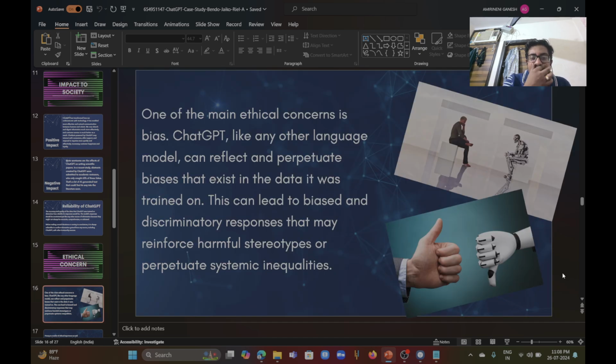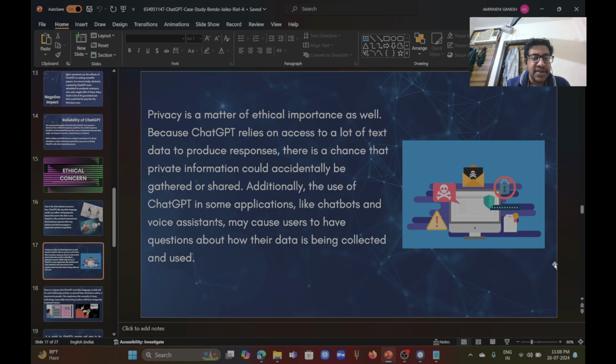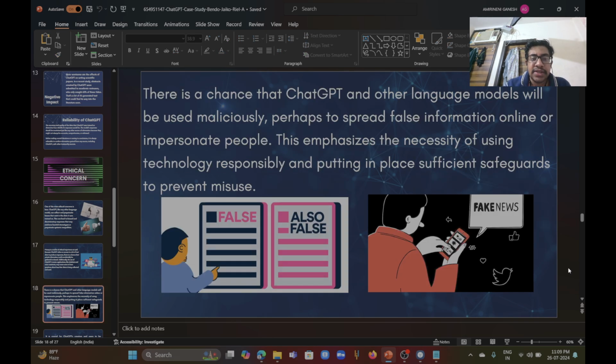One of the main ethical concerns is that ChatGPT, like other language models, reflects prepositioned bias that exists in the data it was trained on, which can lead to bias and discrimination in responses and harmful stereotypes. Privacy is a matter of ethical importance as well, because ChatGPT relies on access to a lot of text data to produce responses, and there is a chance that private information could be accidentally gathered or shared. In some applications like chatbots and voice assistants, users may have questions about their data being collected and used. And there is the chance that chatbot language models are used maliciously, perhaps to spread false information online.